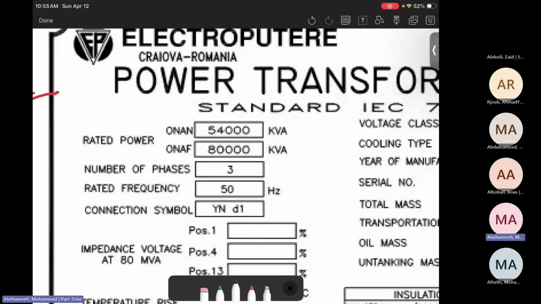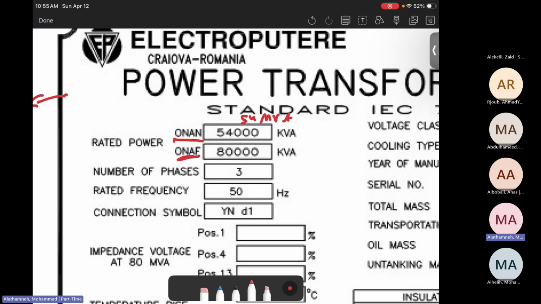You will see the rated power is 54,000 kilovolt ampere, or in other words, 54 megavolt ampere. This is if it is ONAN. And what does ONAN mean? Oil natural, air natural. However, if we are using ONAF, we can increase the rating to 80 megavolt ampere. Now, why, when we switch from ONAN to ONAF, are we increasing the power?